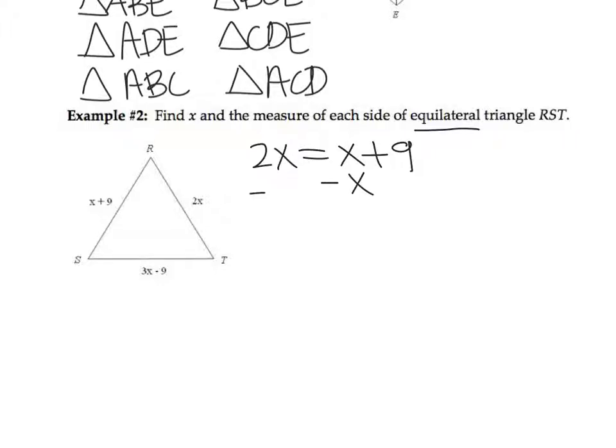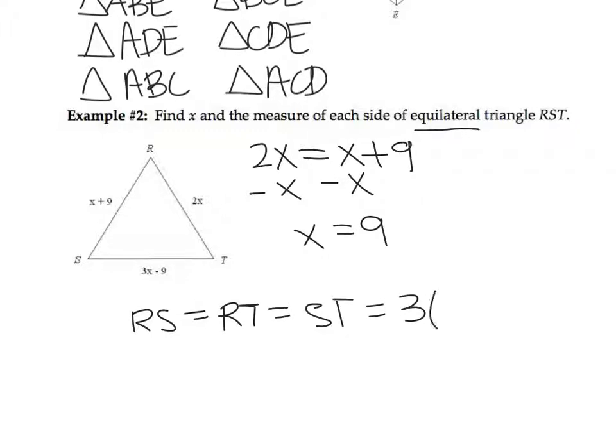So we subtract x from both sides, and we get that x equals 9. And because all three sides are the same, it doesn't matter which length I plug x in for to solve for the sides, since they'll all be the same. So let's just go ahead and plug it in for ST. So then we know that RS equals RT, which is going to equal ST, which equals 3 times 9 minus 9. 3 times 9 is 27 minus 9, and 27 minus 9 is 18.